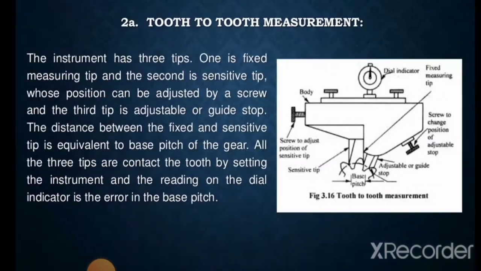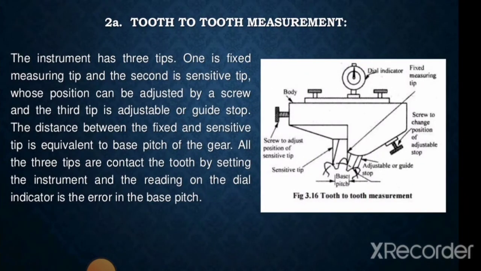We will see them one by one, that is tooth to tooth pitch measurement. It is also generally called step by step measurement. This method involves measurement of variation in pitch between successive teeth of the gear, and the differences obtained in this way are related to the tooth spacing.